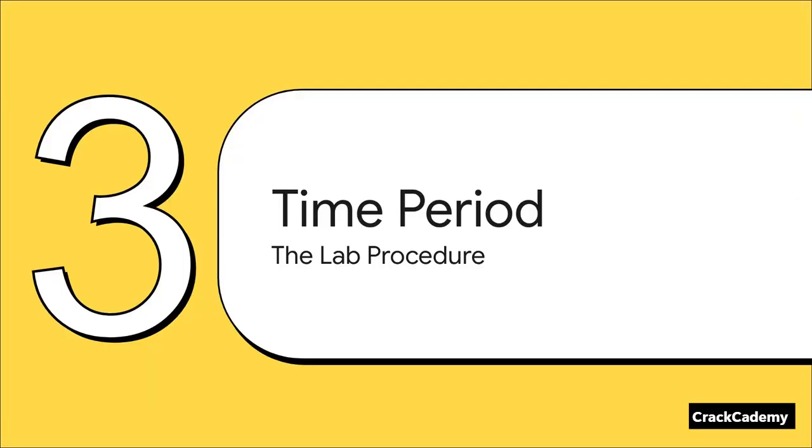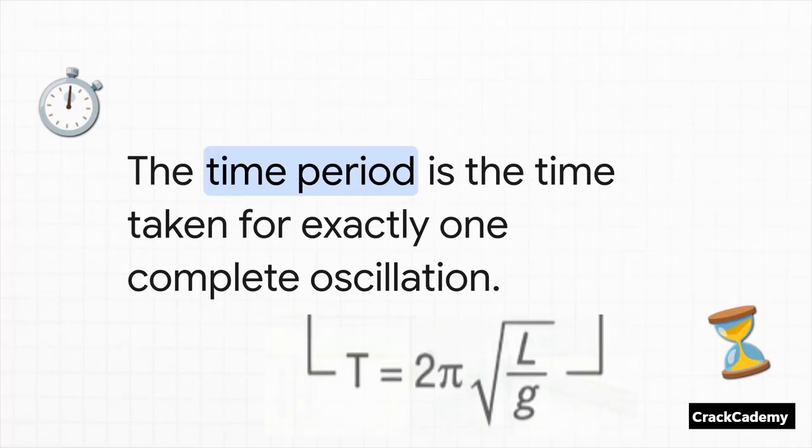On to Section 3, Calculating the time period, the lab procedure. The time period is basically just the duration it takes for the bob to complete one of those full three-step round trips we just mapped out. But here's the practical challenge you're going to face. How on earth do you accurately measure something that happens in just a tiny fraction of a second?